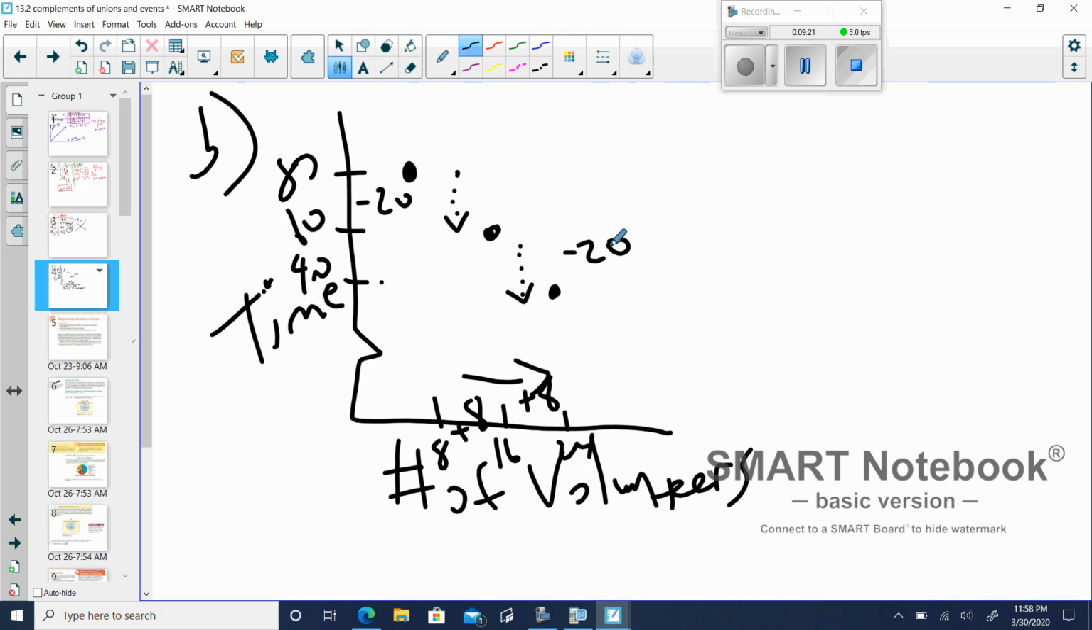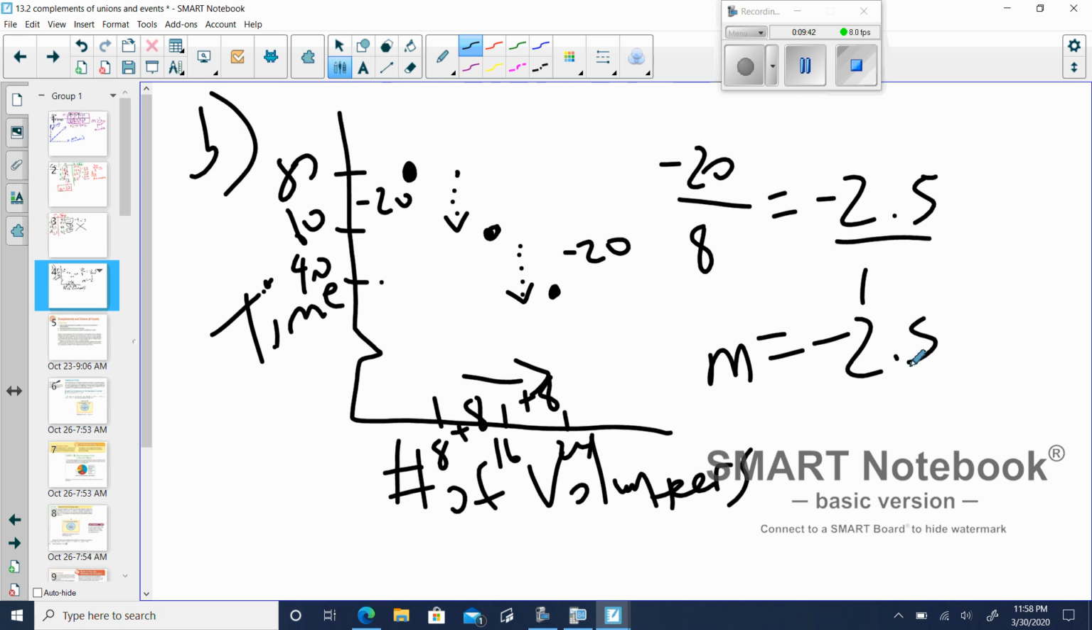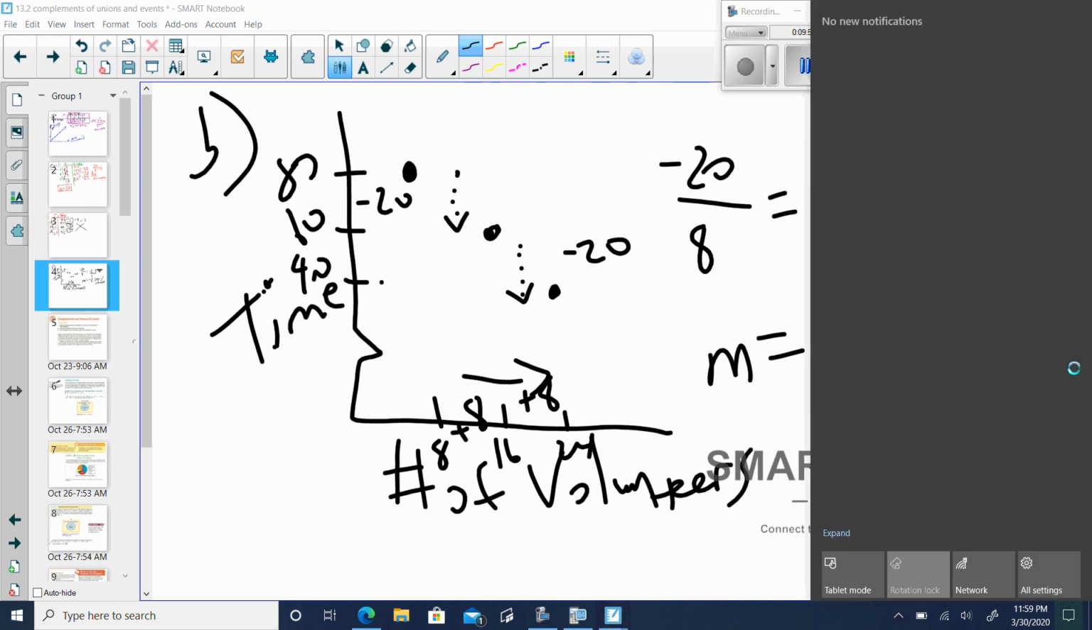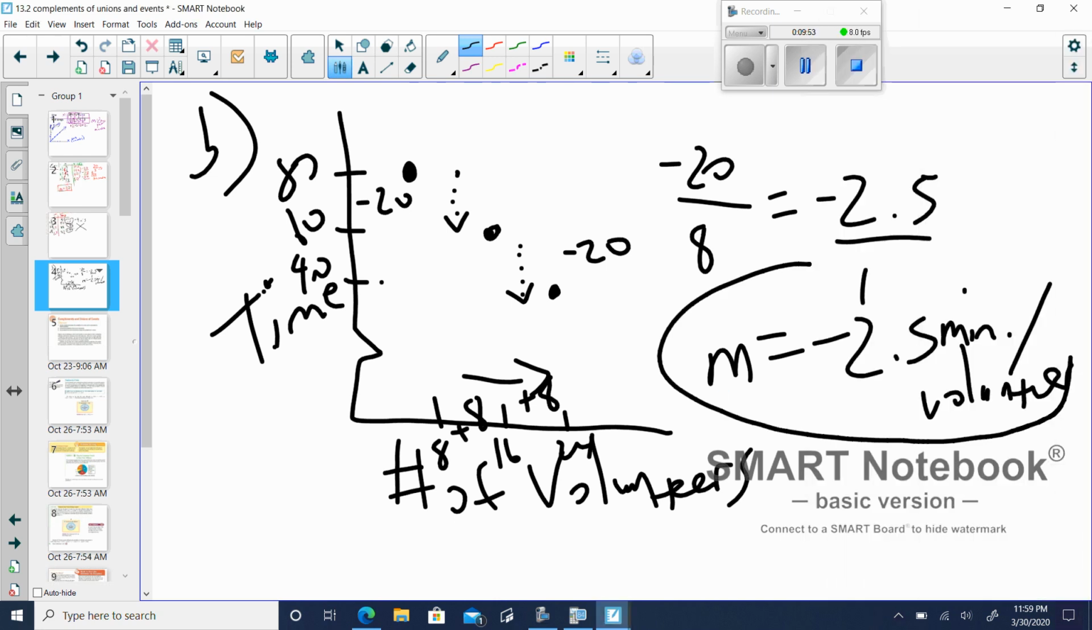All right, so what's happening there with this negative correlation is, if we're dropping 20 minutes every time we increase the number of volunteers by 8, so we are dropping 2.5 minutes off of our time every time we increase by 1 volunteer. So our slope, or our rate of change, is negative 2.5 minutes per volunteer. Because once again, that's what we're saving right here in terms of time, we are saving 2.5 minutes every time we increase by 1 volunteer.